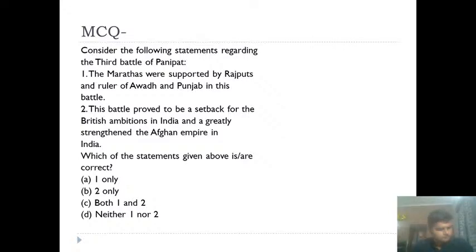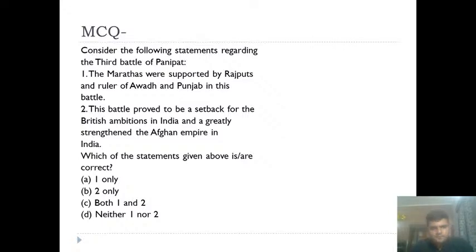I again repeat the question: consider the following statements regarding the third battle of Panipat. The Marathas were supported by the Rajputs and the ruler of Awadh and Punjab in this battle. The battle proved to be a setback for British ambitions in India and greatly strengthened the Afghan Empire in India. Which of the following statements are correct?